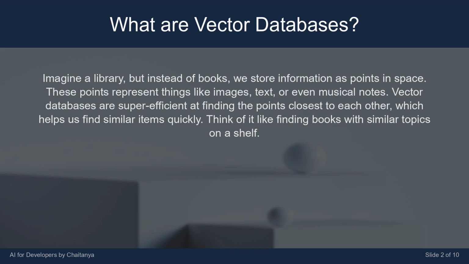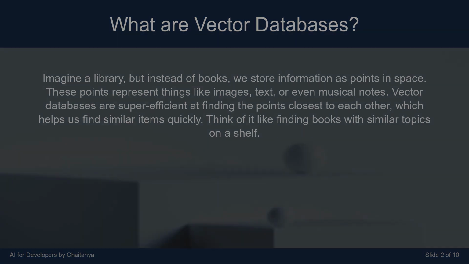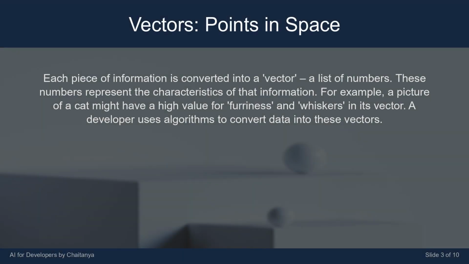Vector databases are super efficient at finding the points closest to each other, which helps us find similar items quickly. Think of it like finding books with similar topics on a shelf. Each piece of information is converted into a vector, a list of numbers. These numbers represent the characteristics of that information. For example, a picture of a cat might have a high value for furriness and whiskers in its vector.